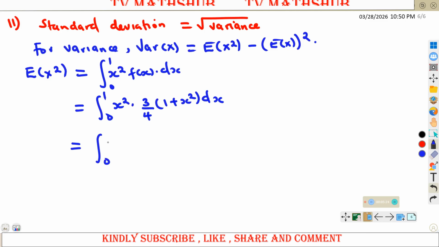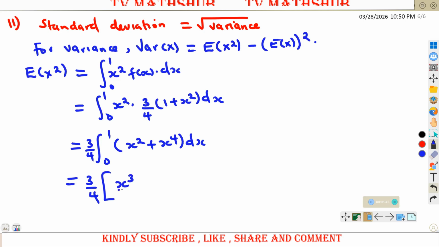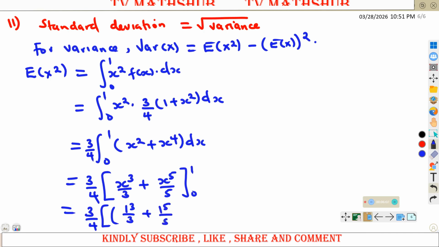So this is from 0 to 1. 3 over 4 can be taken out. Then this will be x squared plus x to the power of 4 dx, as we multiply this inside. So this will be 3 over 4. We can now integrate. This will be x to the power 3 divided by 3 plus x to the power 5 divided by 5, from 0 to 1. So this is 3 over 4. Now we put the limits. This will be 1 to the power 3 divided by 3 plus 1 to the power 5 divided by 5.